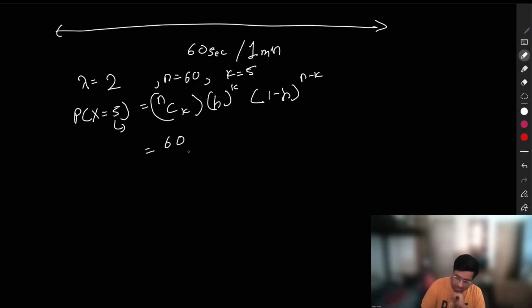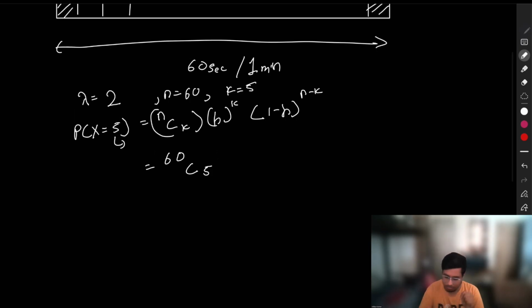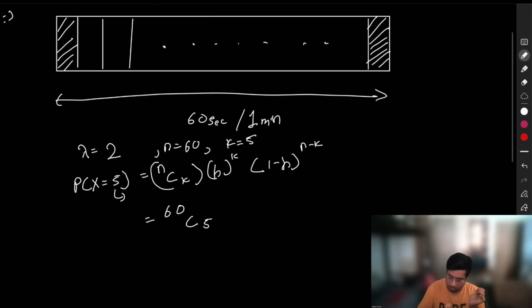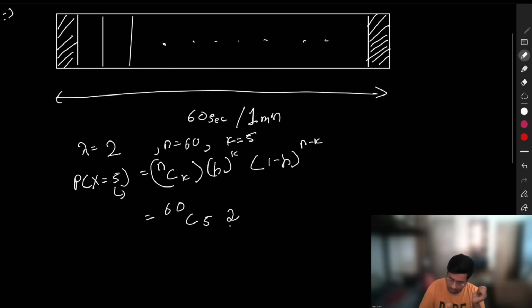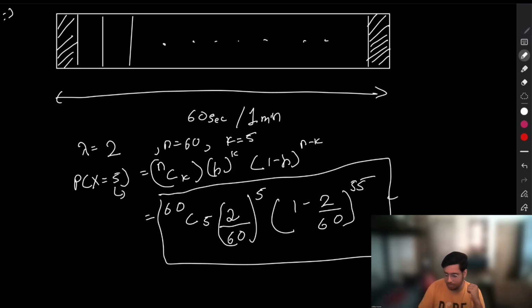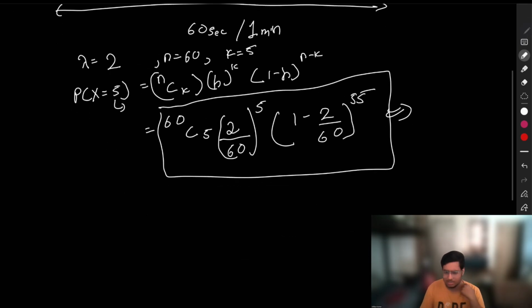N is 60, C, k is 5, p, what is the value of p here? We don't know the value of p here, but we know the average number of outcomes, which is 2. And the total number of outcomes is 60. Voila, we have calculated the value of p. What was the value of k here? K was 5, and 1 minus p is simply 1 minus 2 upon 60, raised to the power n minus k. What is n minus k? It is 55. So this is a pretty reasonable equation that can be solved, right? Very easily it can be solved.